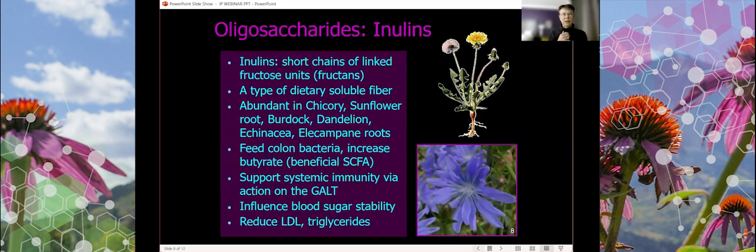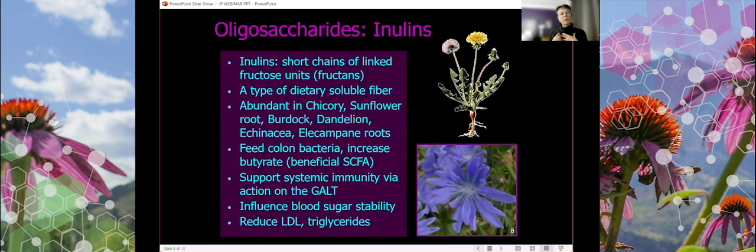So inulins are oligosaccharides. They are short chains of linked fructose units, which is really interesting, because the way they're hooked together, we can't digest them. Humans cannot digest inulins, but they go down and they feed the microbes, and that's how we get the benefits of them, through our beneficial gut bacteria, our microbiome. So they're also called soluble fiber, dietary soluble fiber, and so are your mucilages, by the way. They count as soluble fiber.